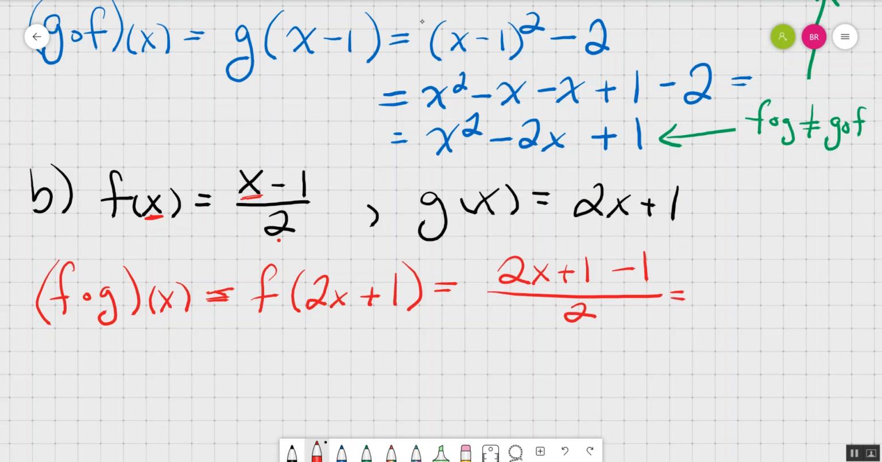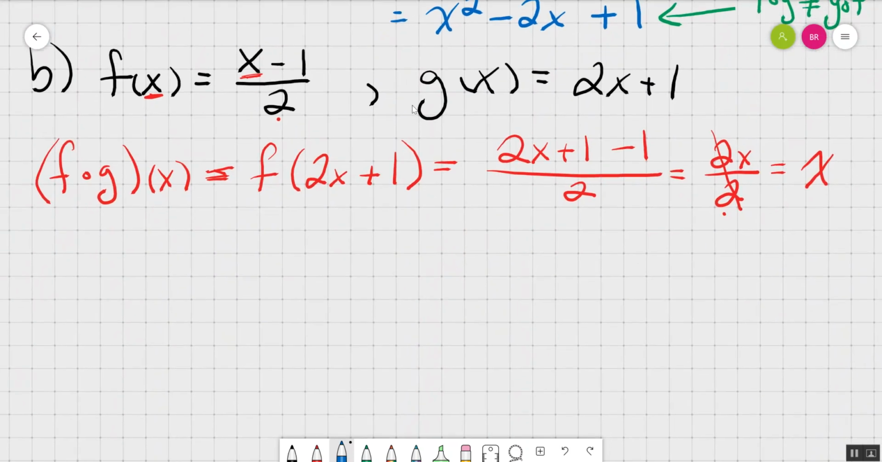Cool, let's simplify this. So 1 minus 1 will give me 0. So I'll end up with just a 2x left over in the numerator, and I have that 2 in the denominator. And 2 divided by 2, that's just going to be x. Well, that's kind of fun. That one simplifies nicely, doesn't it?